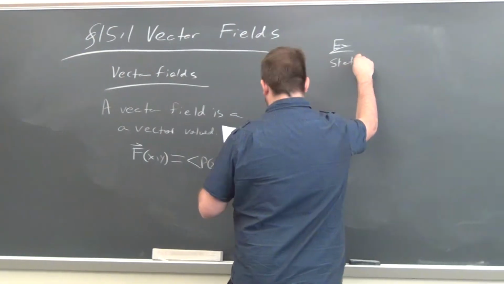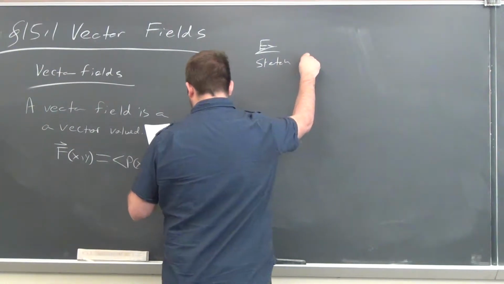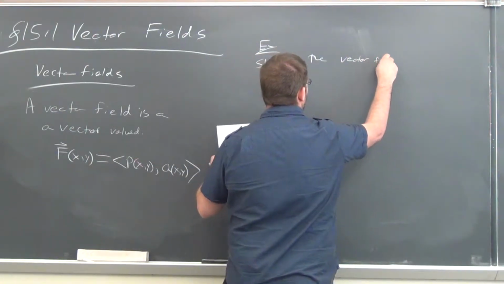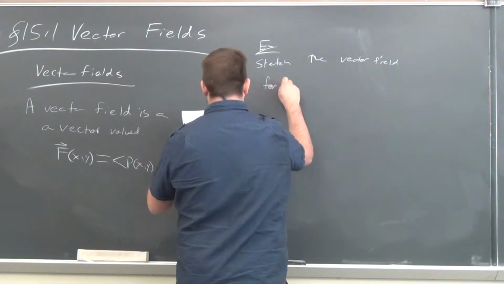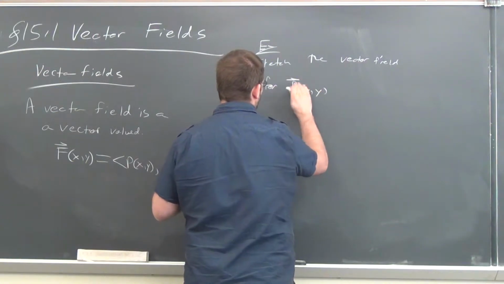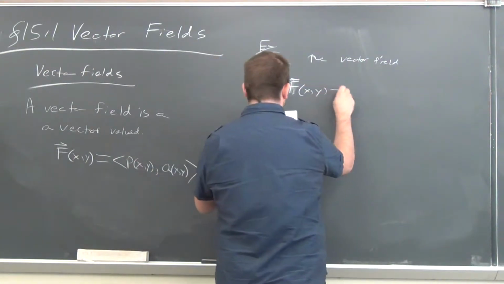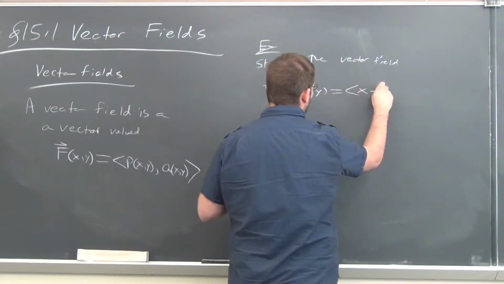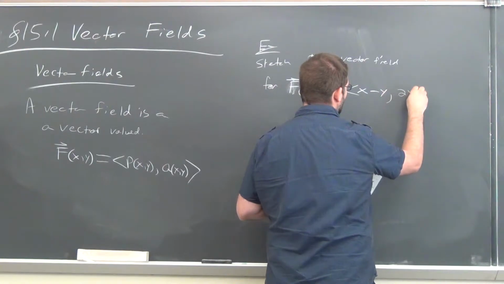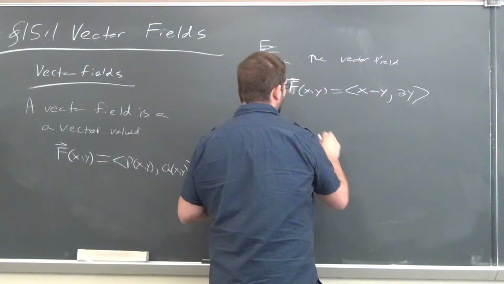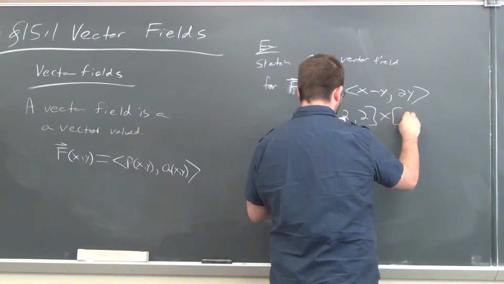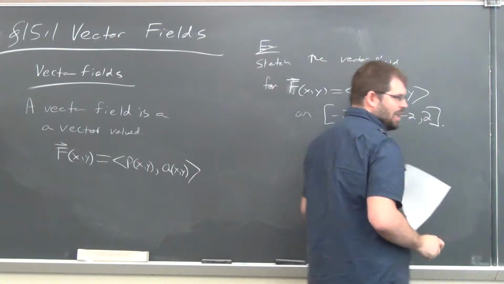Sketch the vector field for, let's just do F of x, y equal to x minus y, 2y. And I'm going to be a little bit lazy because we'll see why this is a pain in a second, on negative 2 to 2.